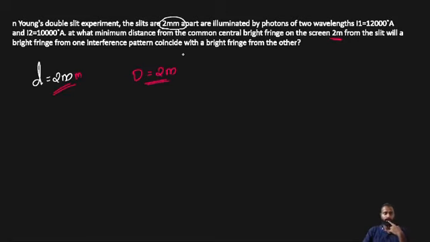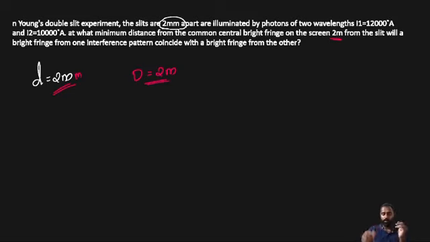Okay, wavelength lambda 1, lambda 2. Now we will go to the question. We will read the question one more time. In the experiment, the slits are 2 mm apart and illuminated by light of two wavelengths, lambda 1 and lambda 2. What is the minimum distance from the center bright fringe on the screen, 2 meters from the slits, at which a bright fringe from one interference pattern will coincide with a bright fringe from the other?